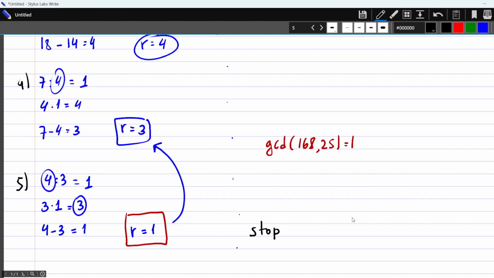So that was the method to calculate the greatest common divisor. That was one of the methods. We'll show another one in the future.